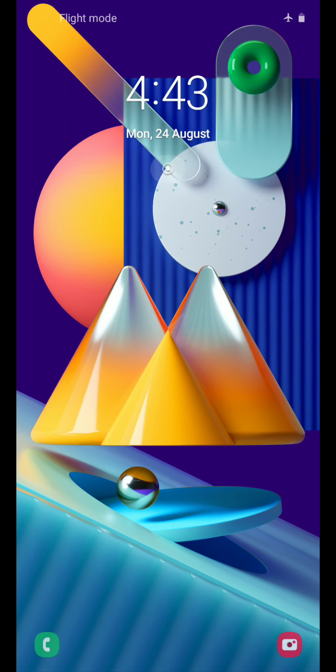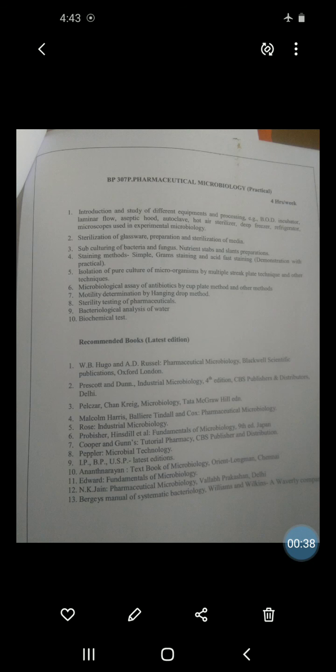pharmaceutical products. Today we will see the next practical, that is to study the bacterial motility by using the hanging drop technique, or hanging drop method.